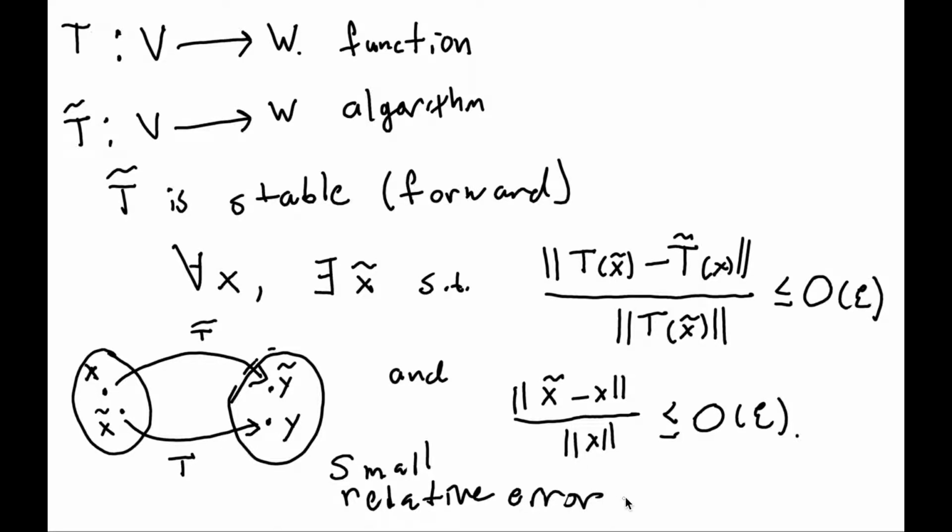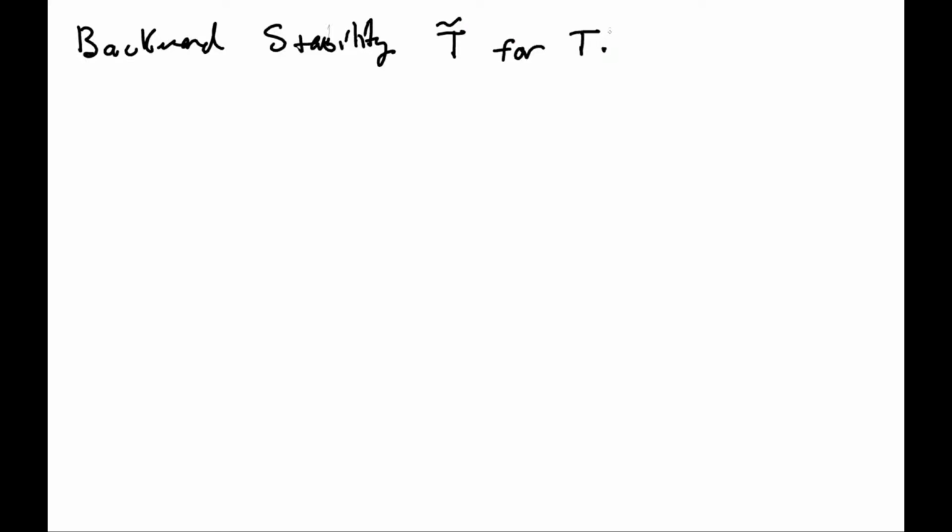That's our goal on both ends. We also have a notion called backward stability. So again, we're considering the algorithm t tilde for a mathematical function t from V to W.